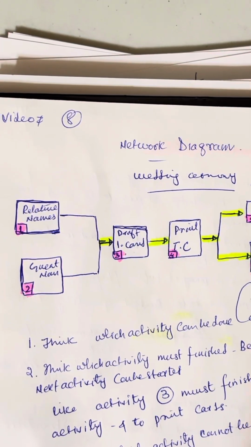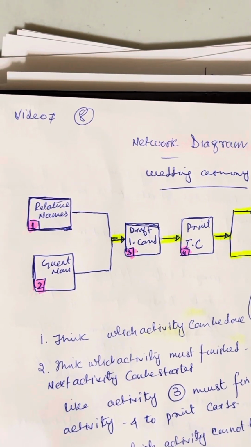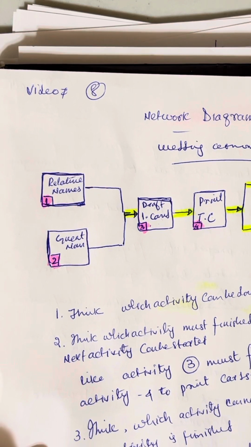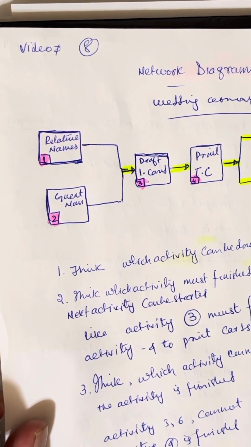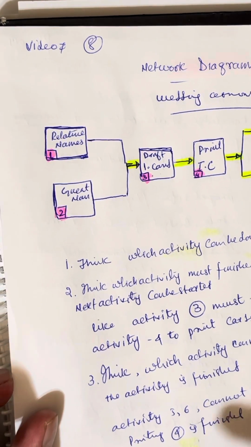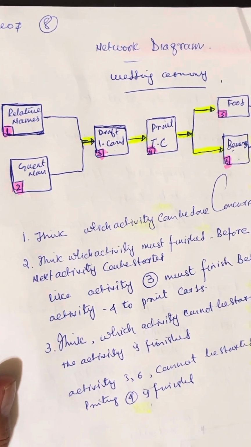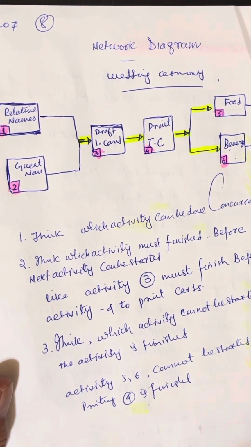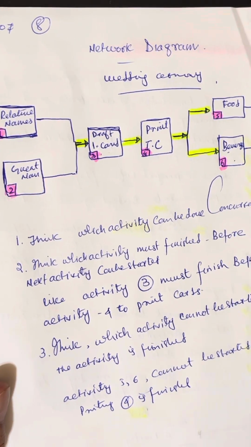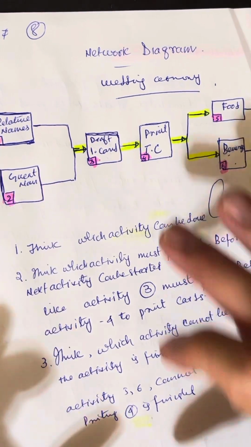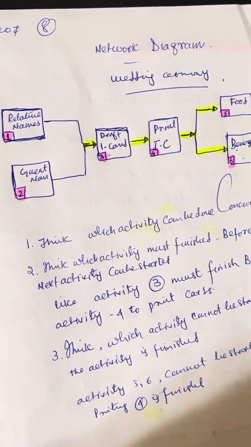So these are the three different things you have to think about before starting the diagram. Like activities 5 and 6 cannot be started after printing 4 is finished. So activities 5 and 6 cannot be started after activity 4 is finished. So it's a little bit of logical thinking you have to do before drawing the diagrams.